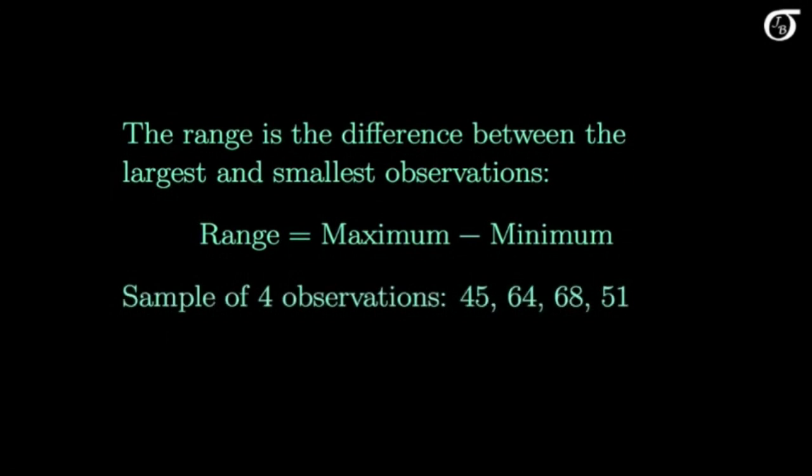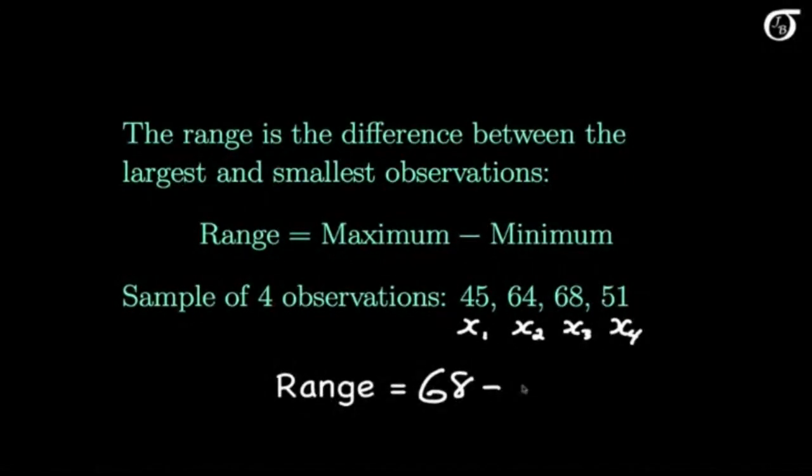Consider this set of 4 observations. This first value we'll call x1, second one x2, third one x3, and the fourth one x4. The range is the maximum value, 68, minus the minimum value, 45, which works out to 23. The range is pretty easy to calculate and interpret, but it's not a great measure of variability. The range doesn't tell us anything about the spread of the values between the maximum and the minimum.